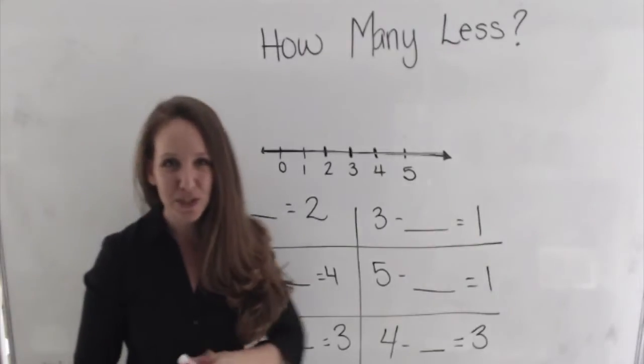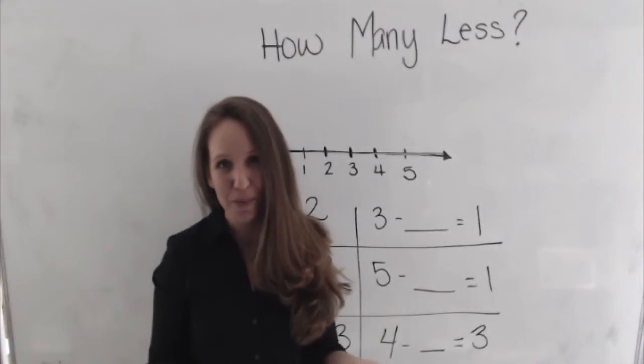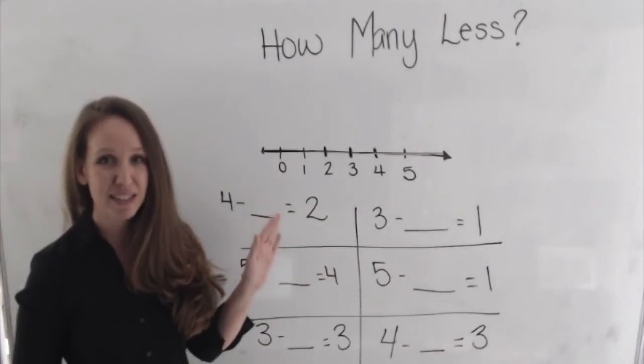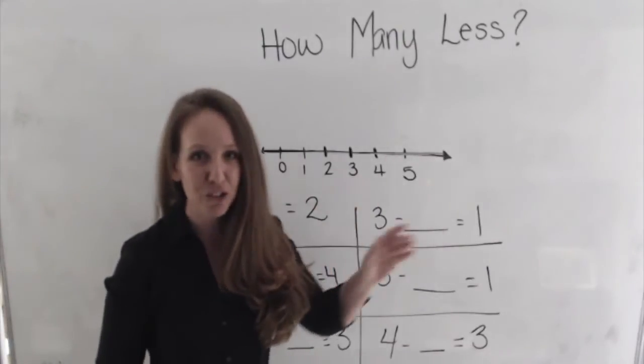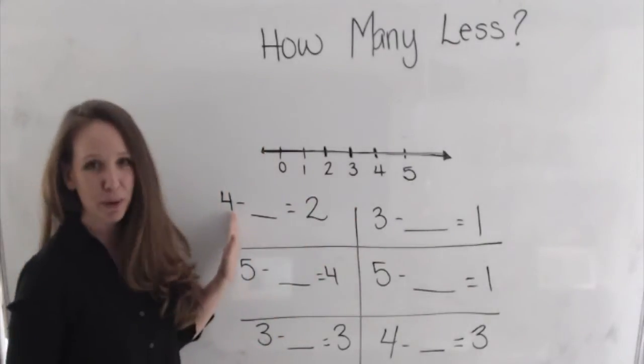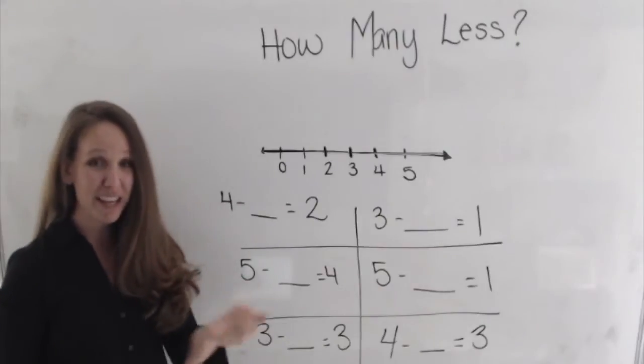Today we're going to work on how many less. If you watched my last video, you would have seen how many more. And that would have told us which way we're moving on the number line in order to get to the next number in the positive direction, or when we are adding. Today, we're going to look at which way we're going when we are subtracting or taking away.